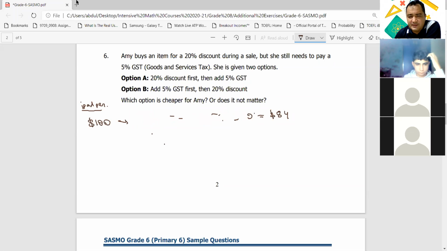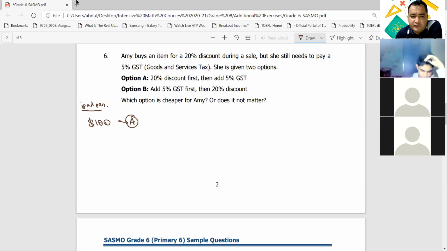Now I understand. Teacher, in option A, let's do the first option A. It's very easy, teacher. If the money gets more, like when you put the GST in, then you will get more discount. But if you look at it the other way, when you get the discount, then you will get less GST.